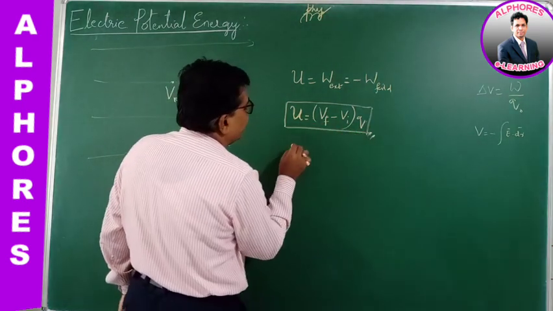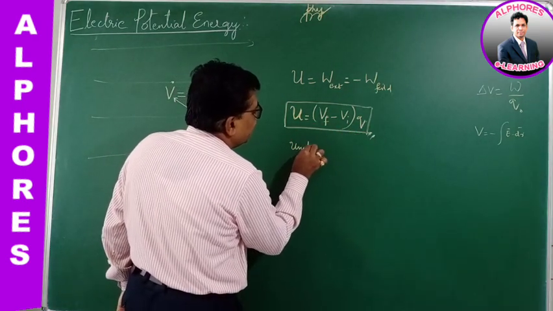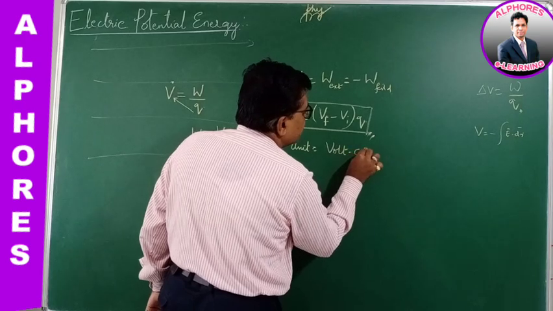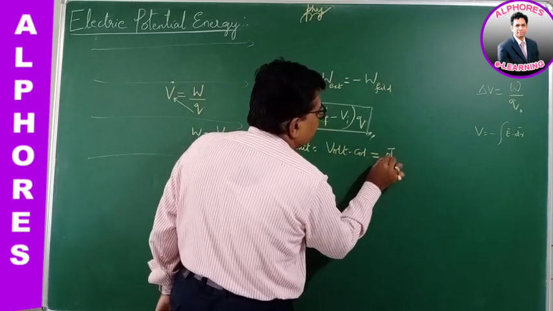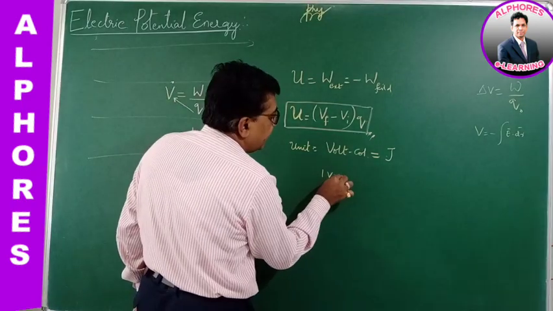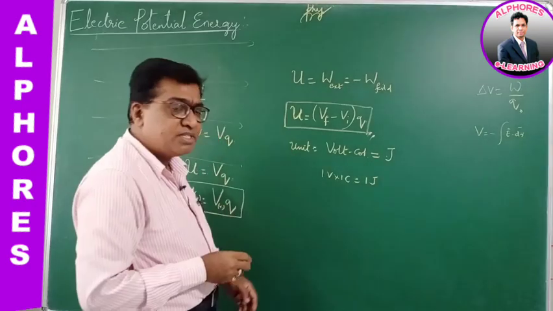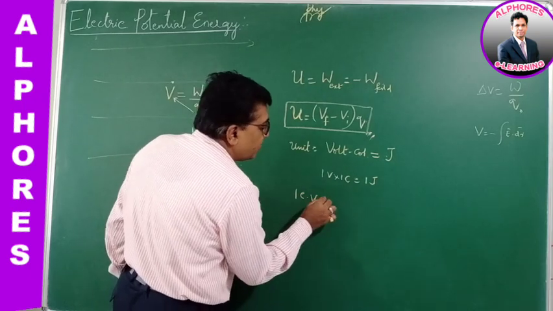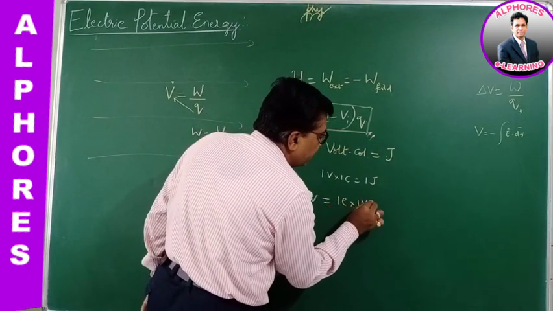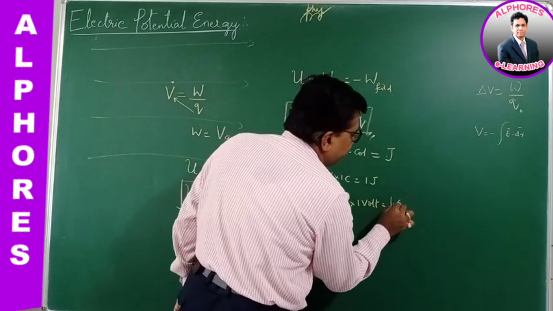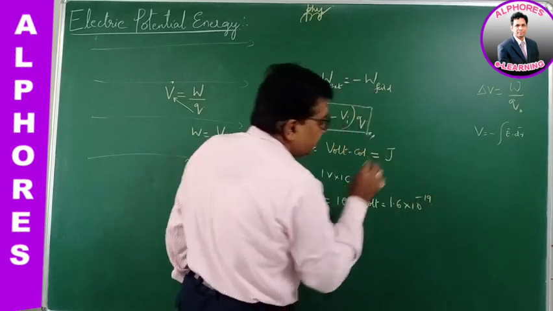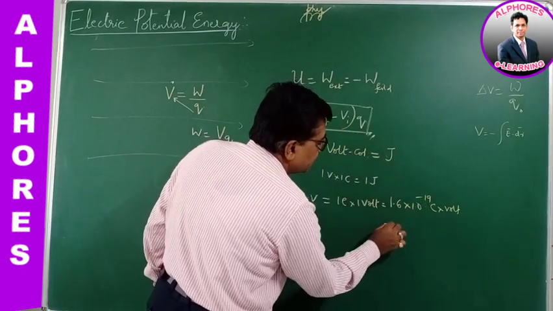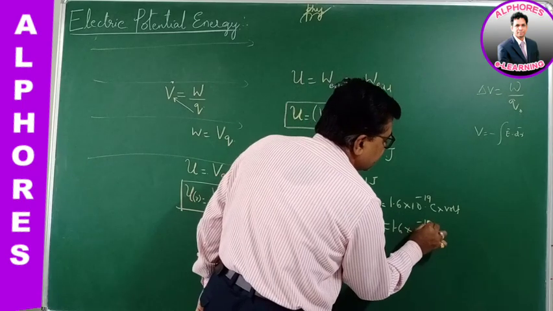From this we can derive the unit of energy. Potential difference is measured in volts, and charge is measured in coulombs. So volt into coulomb is joule. 1 volt into 1 coulomb is 1 joule. Now from this we can derive a small unit called electron volt. 1 electron volt is 1 electron into 1 volt, and 1 electron is 1.6 into 10 power minus 19 coulombs, into volts. But coulomb into volt is joule, so it is 1.6 into 10 power minus 19 joules.